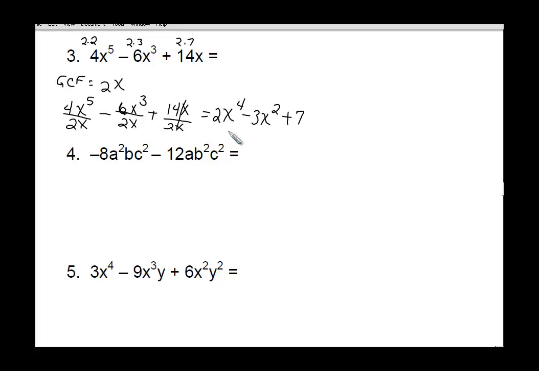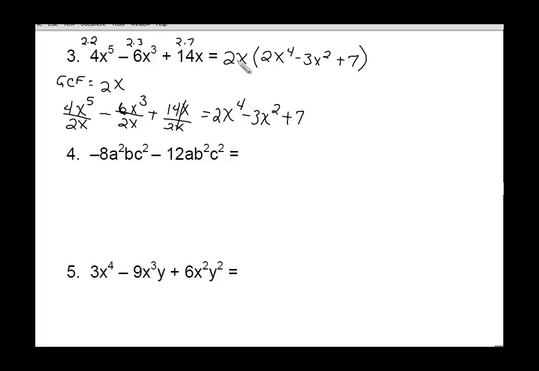And there's the division. So when I write the answer, you write the greatest common factor first. And then in parentheses, you have what you got when you did your division problem. So you have 2x times the quantity 2x to the 4th minus 3x squared plus 7.